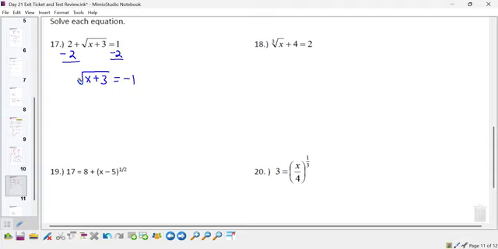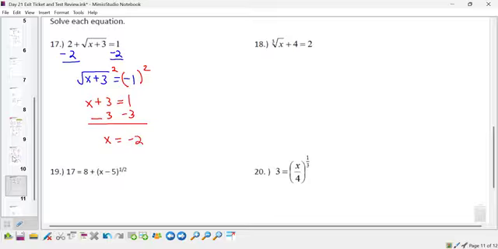Then there's really no multiplying or dividing here, but this acts like an exponent, so I'm going to square both sides. x plus 3 equals 1. Take care of what was in parentheses. What was under the radical acts like parentheses. I get x equals -2.